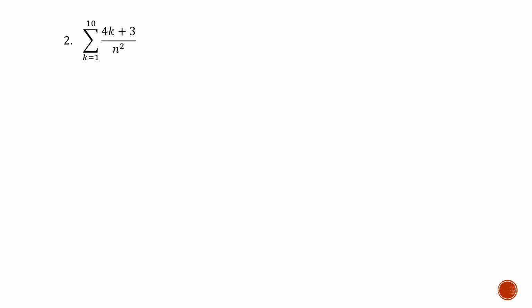Okay, so let's take a look at the second example. We have the sum as k goes from 1 to 10. However, we notice that there are two variables in this one. We have a k and we have n squared. What we really need to focus on is the k.